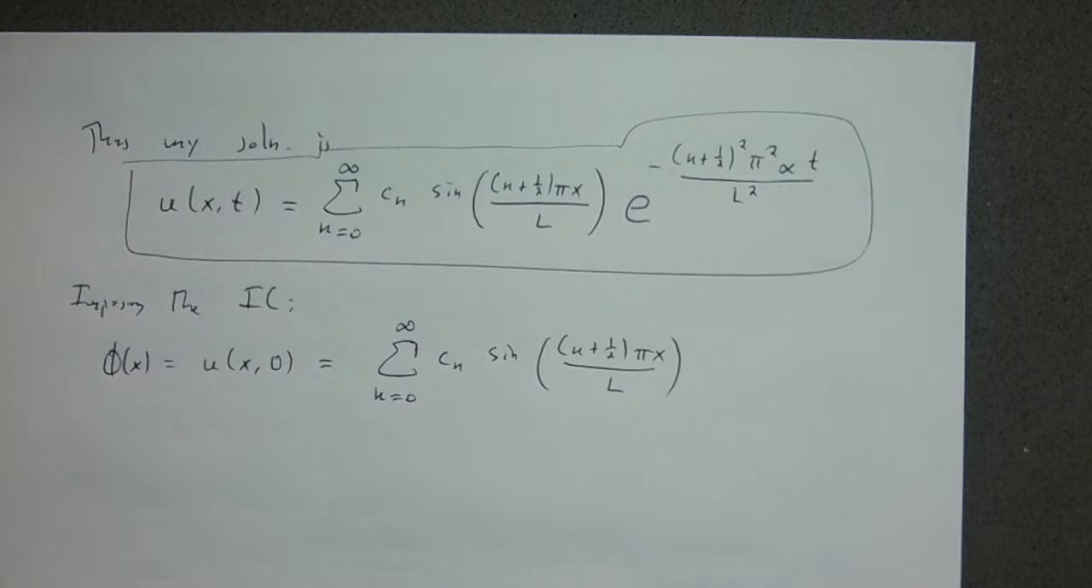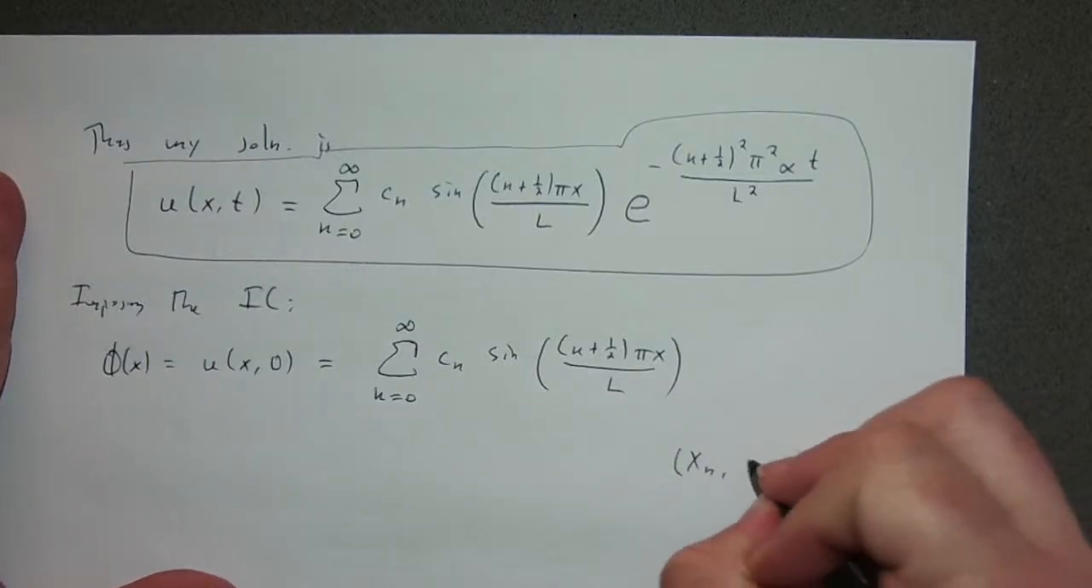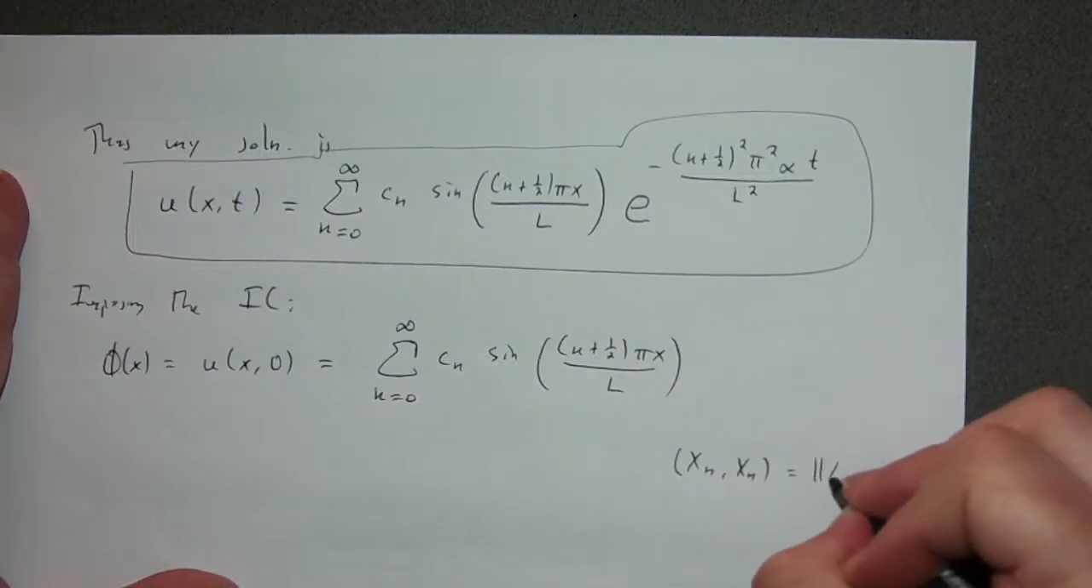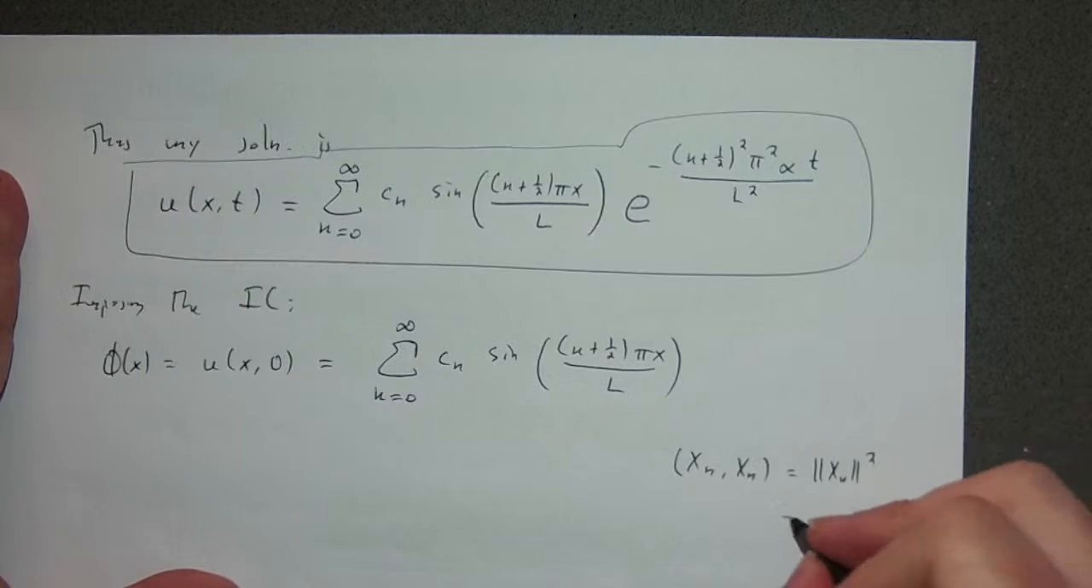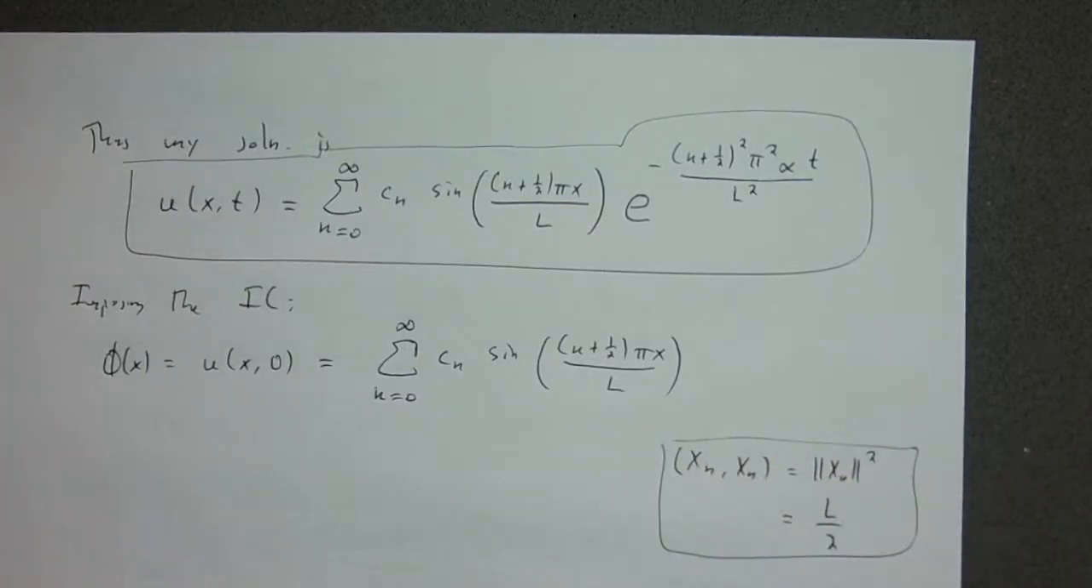Well, it turns out that this is another example of one of these orthogonal families. And so it turns out that if you compute, for instance, as we did before, X sub n paired with X sub n, remember this is the same as the length of X sub n squared, this is L over 2. So we have the same sort of orthogonality going on here. And so it turns out the coefficients are given by something similar to the Fourier sine series, right?